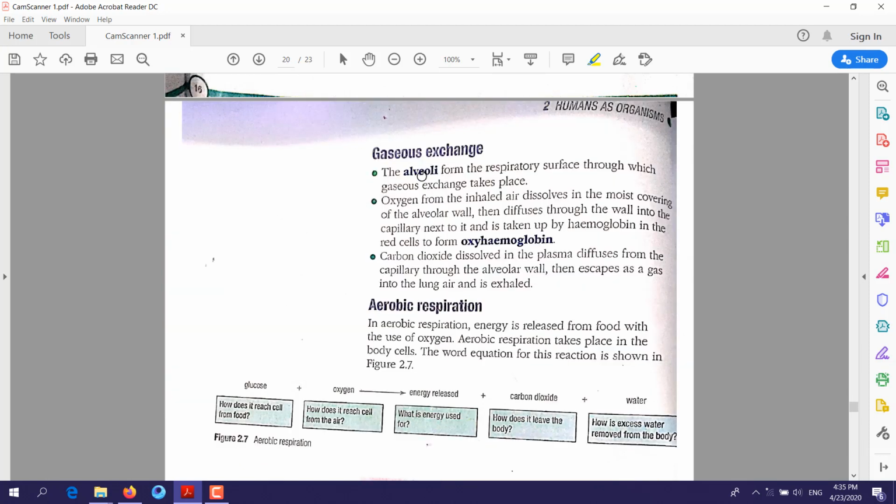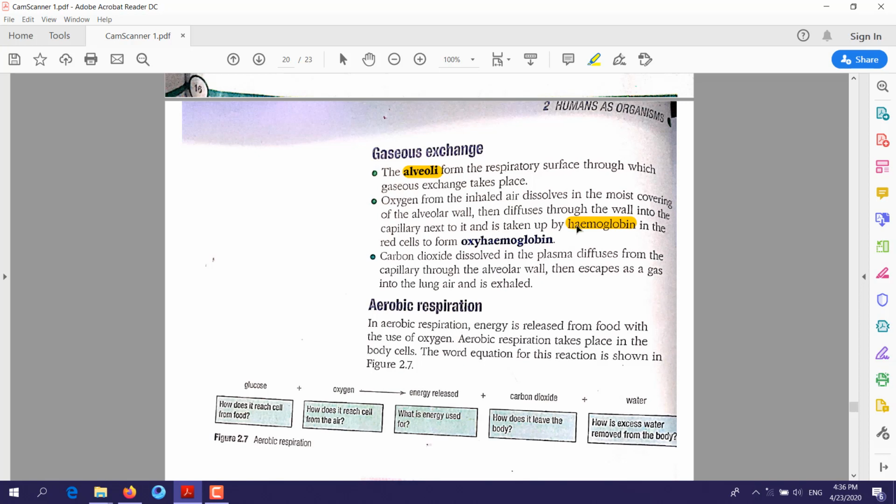Gaseous exchange. This actual process of gas exchange happens with the help of the alveoli, or the air sacs. As I mentioned before, an alveolus, or air sac, is surrounded by blood capillaries. Here the oxygen and carbon dioxide diffuse through it. When the oxygen goes inside the blood capillaries, there are red blood cells in it, and red blood cells, as we mentioned before, contain hemoglobin.